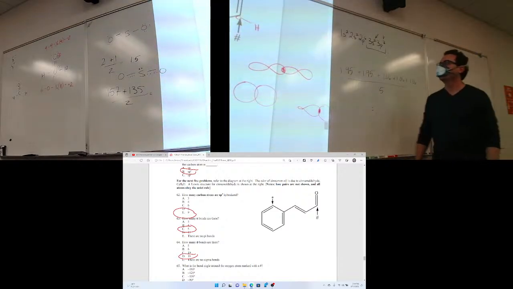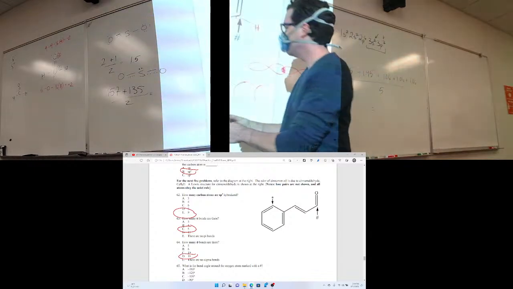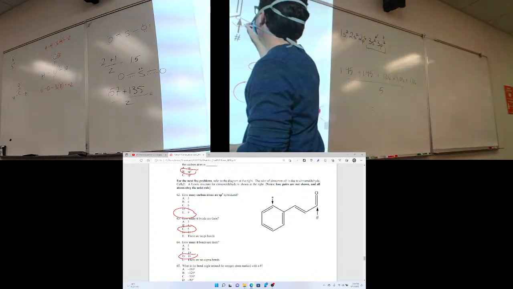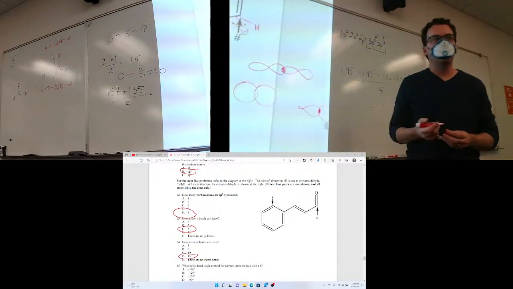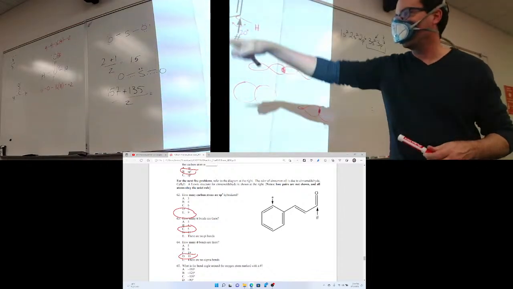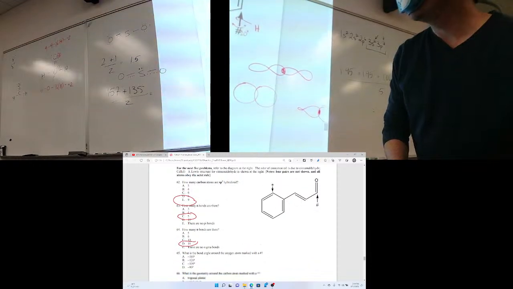Anyway, that is 120 degrees. We know it's trigonal planar. And it's not exactly 120, but it's approximately 120. That's why there's a little tilde there, meaning approximately. All right, I'm going to lose the picture now.